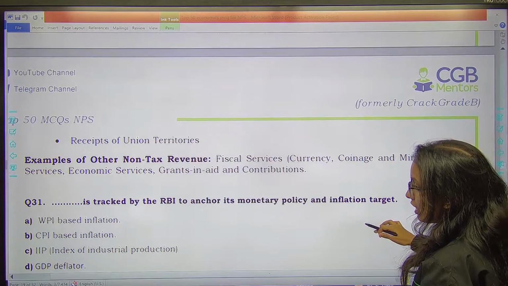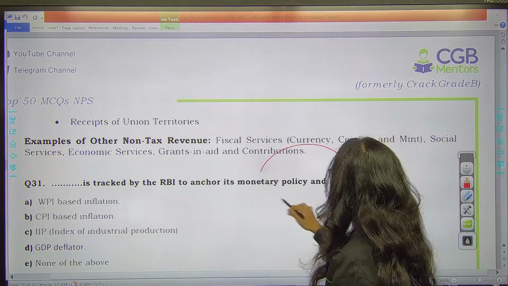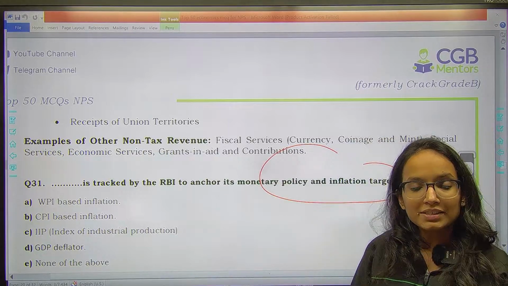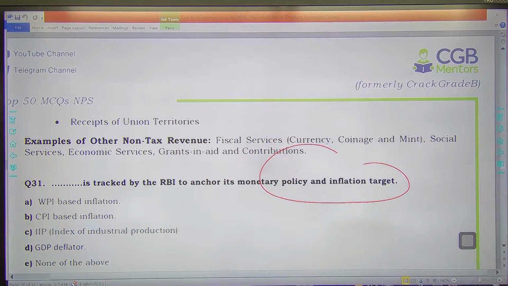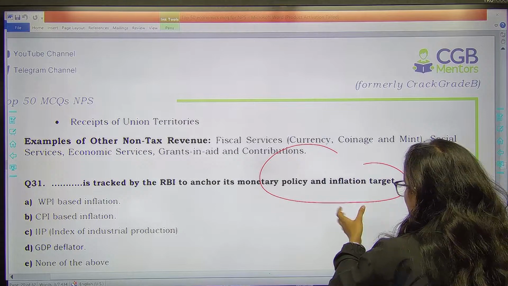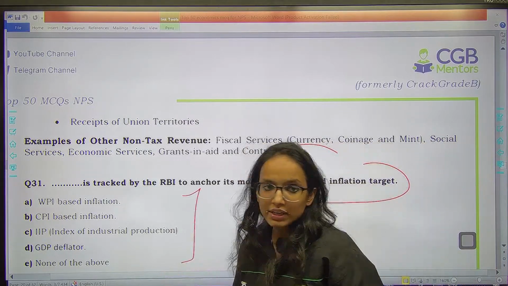Question number 31. Which of the following is tracked by RBI to anchor its monetary policy and inflation target? RBI's inflation targeting is done on the basis of which of the following inflation indexes? This is a very basic and important question. For the monetary policy and the inflation target that RBI maintains, inflation targeting is related with which of the following indexes?